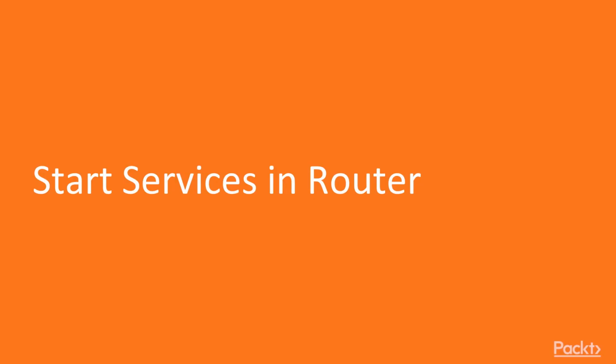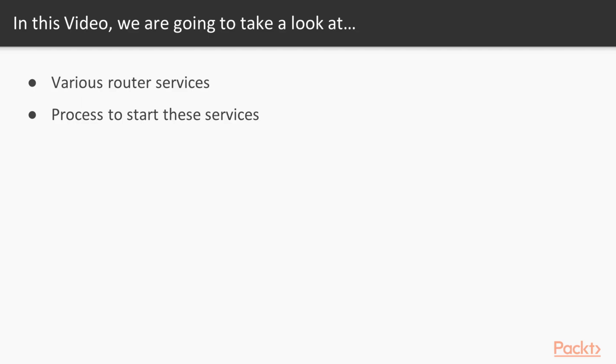Start services in router. In this video we are going to take a look at a couple of points. First of all, we will learn about the various router services and then how you can start these services inside router. So I will also tell you the process. In the previous video we have successfully downloaded and installed VIOS inside a virtual machine, VMware Workstation, and I will resume from there in this video: how you can start the services, how you can assign the IP address, and how you can connect your VIOS with Kali Linux operating system. So that we are going to cover here in this video.